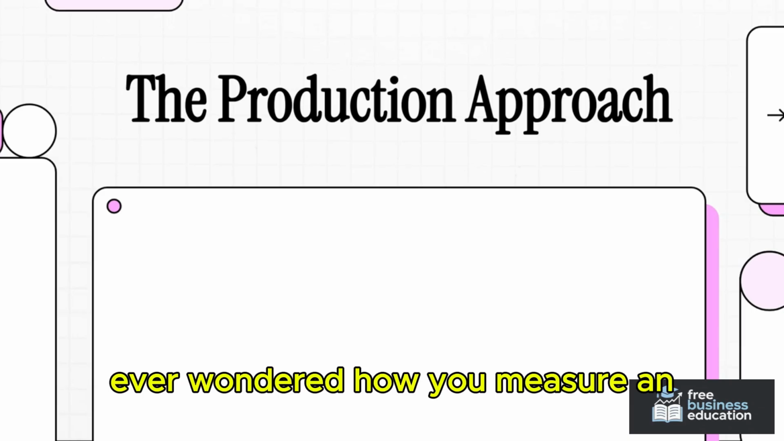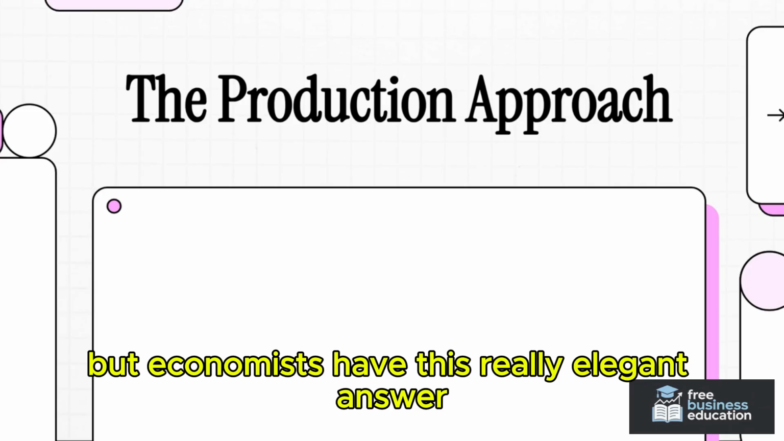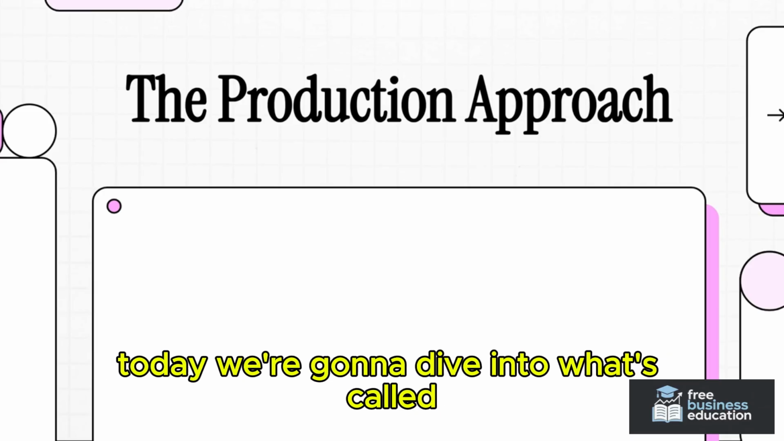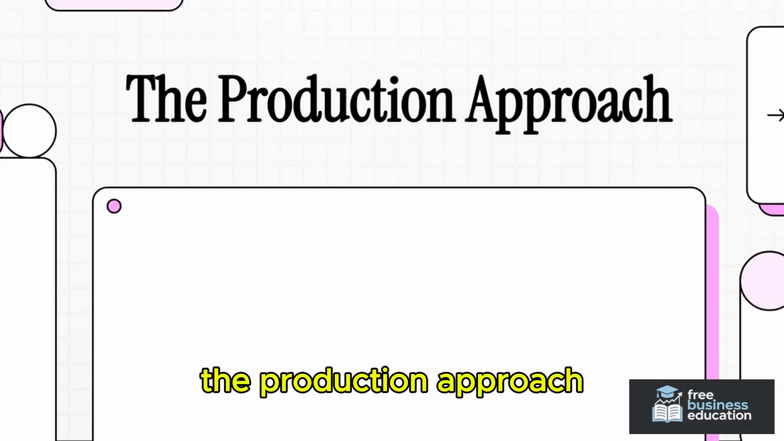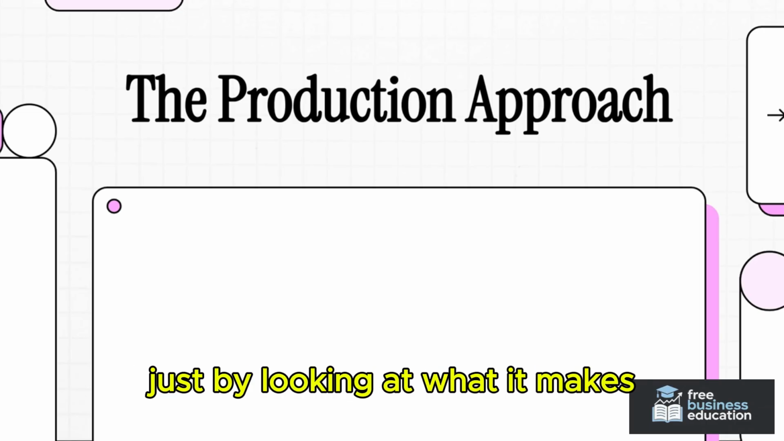Ever wondered how you measure an entire country's economy? I mean, it's a huge question, right? But economists have this really elegant answer. Today, we're going to dive into what's called the production approach. It's a fundamental way to see what a nation is really worth, just by looking at what it makes.